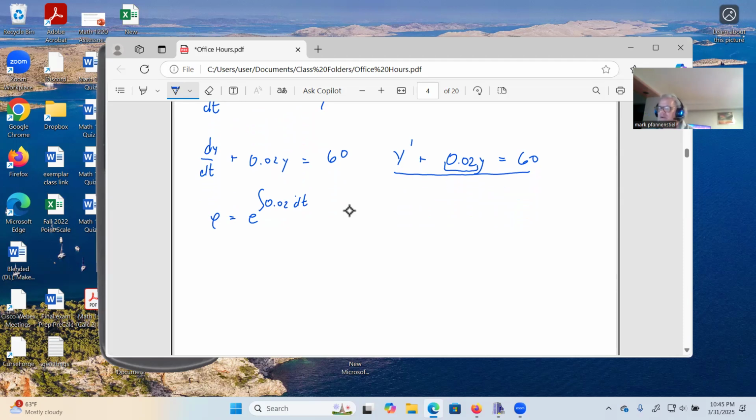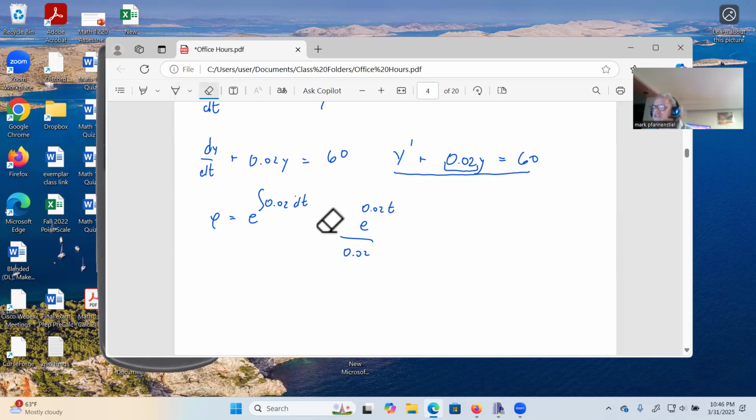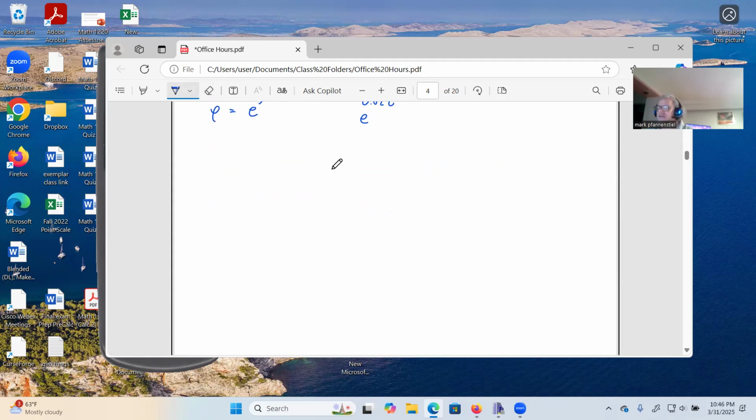So we're going to say rho is equal to e to the 0.02t, but we have to divide by 0.02, don't we? Because that's how we integrate. Oh, no, we don't. We're fine. We're just going to say 0.02t. Sorry, I got excited and we did something we didn't need to. So that's going to be my integrating factor for doing all of this. Let's see what happens next.